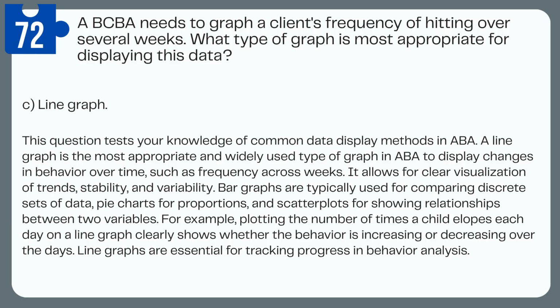Bar graphs are typically used for comparing discrete sets of data, pie charts for proportions, and scatter plots for showing relationships between two variables. For example, plotting the number of times a child elopes each day on a line graph clearly shows whether the behavior is increasing or decreasing over the days. Line graphs are essential for tracking progress in behavior analysis.